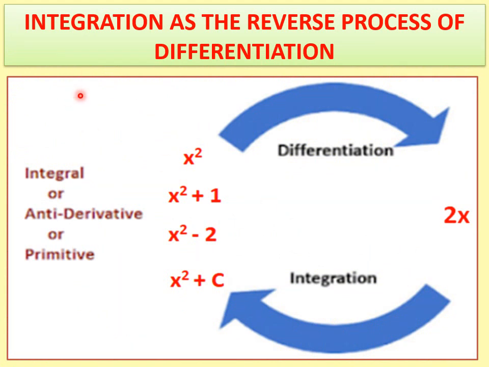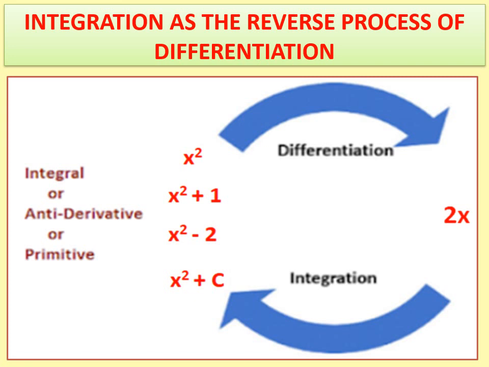Next is integration as the reverse process of differentiation. This example explains this topic clearly. The derivative of x square is 2x, the derivative of x square plus 1 is also 2x, the derivative of x square minus 2 is also 2x, and the derivative of x square plus c is also 2x. But the antiderivative of 2x is always x square plus c. Why is it c? Because c may be 1, c may be 2, c may be 3, any constant value can be taken as c.